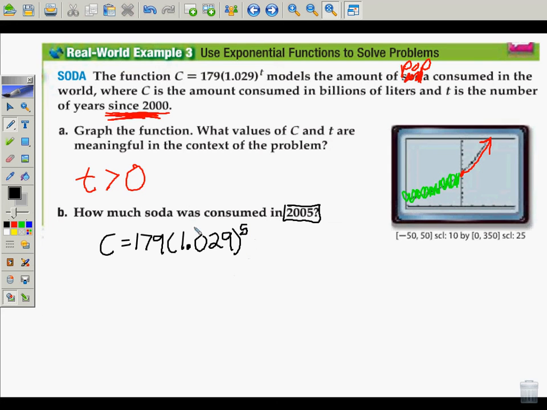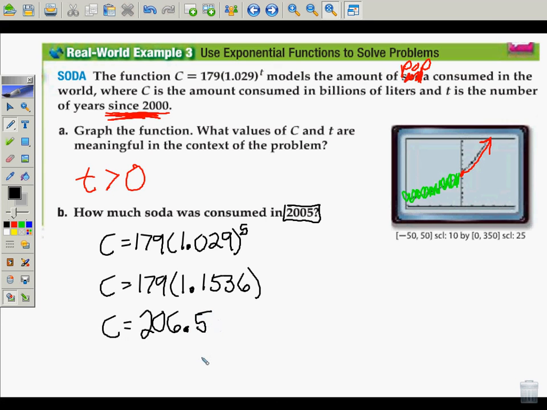C equals 179 times, and I'm not going to write out everything you'd get on your calculator, but it would be 1.1536, and your calculator gives you more than just this. Then when you multiply those together, we get C equals, and I'm going to round here, 206.5. But since this was a word problem, we can't end with just a number. We need to have a sentence.